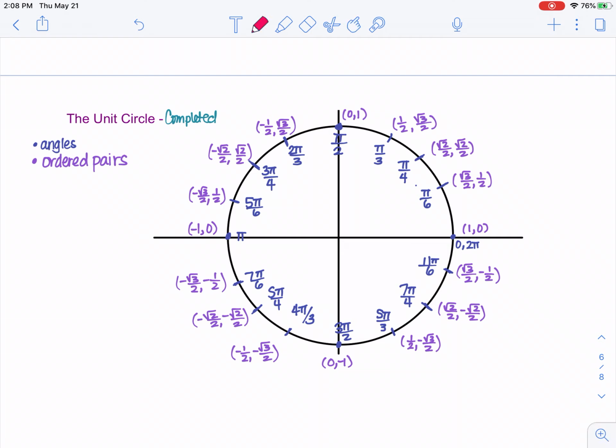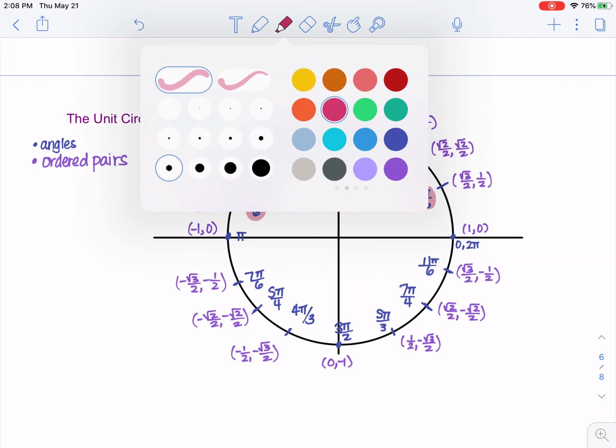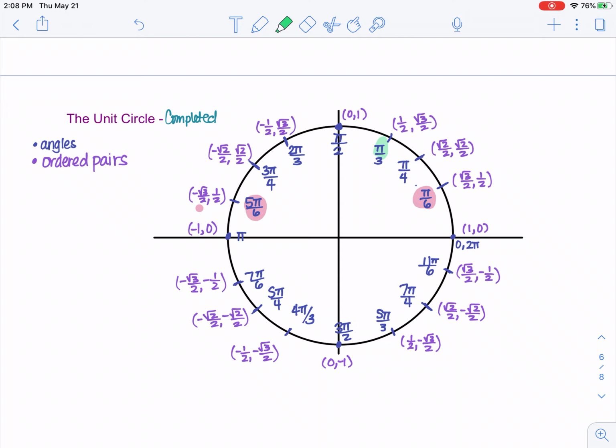And if I reflect, let's kind of just match some stuff up here. Pi over 6 and 5 pi over 6 have to have the same values, and they do, except the x value is negative over here because it's in the second quadrant, okay? Likewise, for instance, pi over 3 and 5 pi over 3. If I fold it along the x-axis, they have to match up, and so they have the same ordered pairs, except the y value is negative because it's in the fourth quadrant, right?